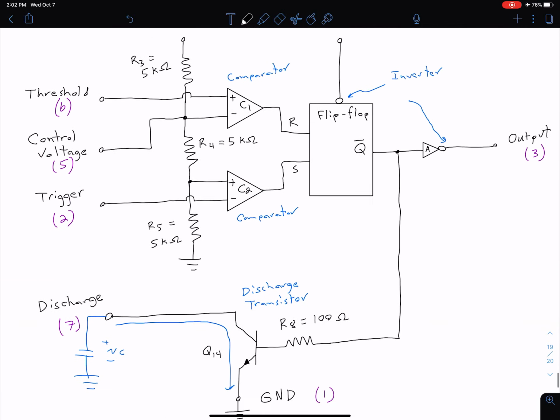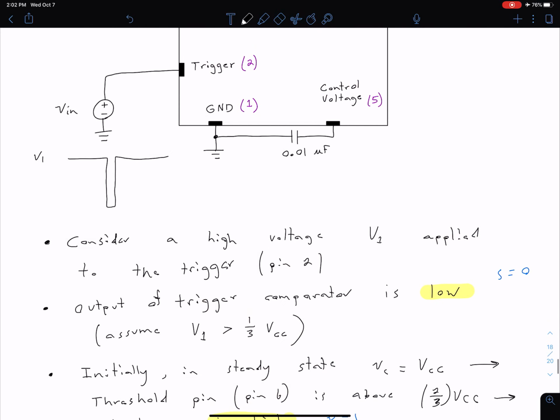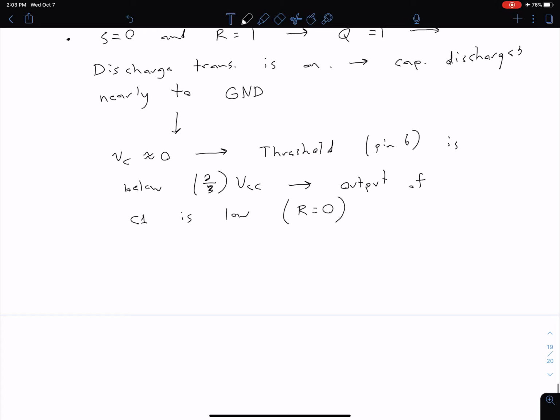So again, remember, for our input voltage here in the bottom left, we're assuming that it's staying high, and then at some point, which we've not talked about yet, it's going to drop low. So we're just saying it's staying high right now. And because of that, our trigger comparator will not have changed states. So our trigger comparator, which was C2, is still the same, which means our S is equal to 0.